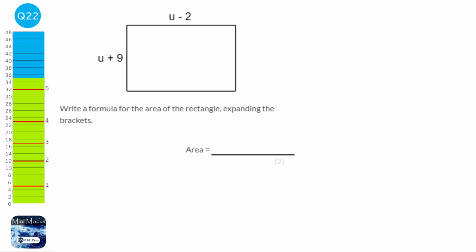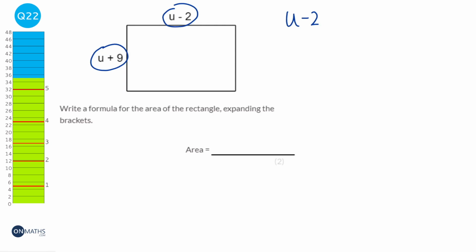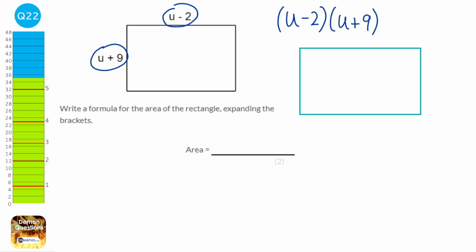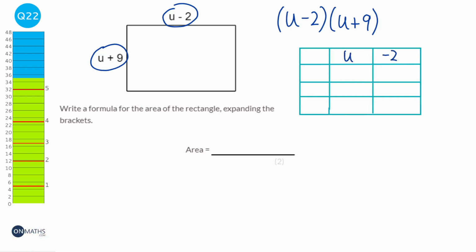To find the area of a rectangle, we just multiply the width and the length, so that's what we're going to do here. Whenever you have an expression representing a length or a width or anything really, you put brackets around it. So we go u minus 2 times u plus 9. The way we do this is with our grid. I'm just going to draw out the grid, and so we've got u minus 2, and we're multiplying it by u plus 9.